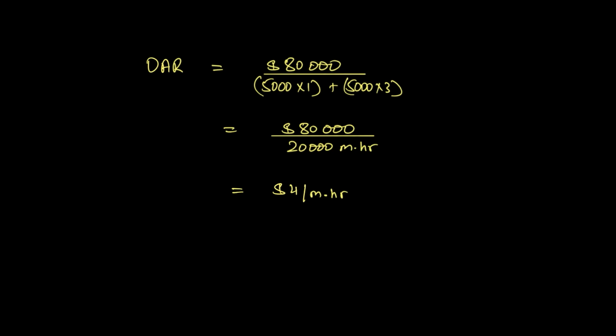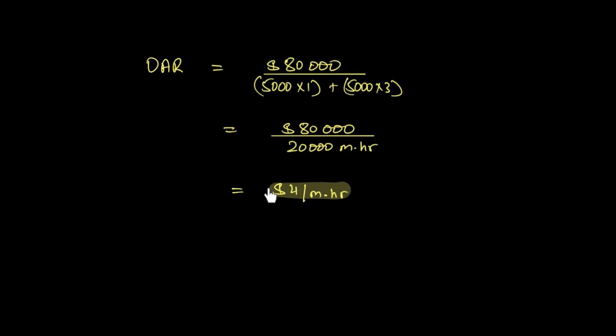Remember, X requires 1 machine hour per unit. You'll make 5,000 units of X. So 5,000 machine hours will be used for X over the year. For Y, 5,000 units times 3 machine hours per unit. That's 15,000 machine hours for Y. So in total, this factory will use 20,000 machine hours over the year. So you will trace these overheads on the suitable activity, which is machine hours. So your overhead absorption rate becomes $4 per machine hour.